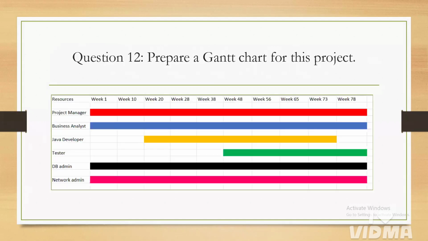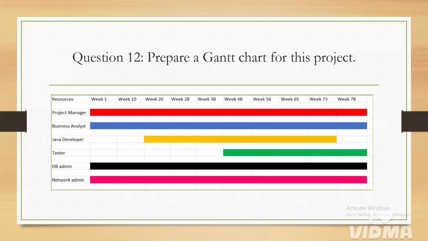And the Gantt chart, here you can see this Gantt chart. It is nothing but a visual or graphical representation. This Gantt chart is prepared by the project manager, and if the project manager is not available, then the BA will prepare it. We represent the resources we have and the timeline, how much time period we will be working.